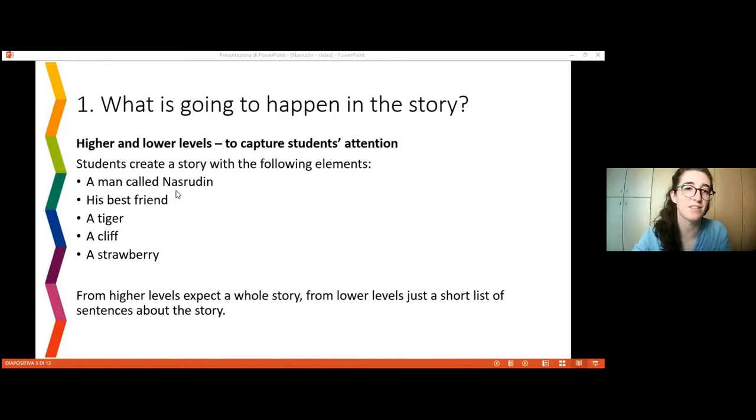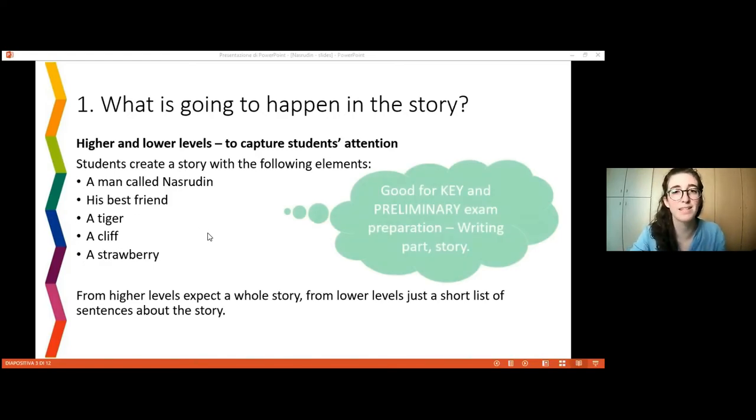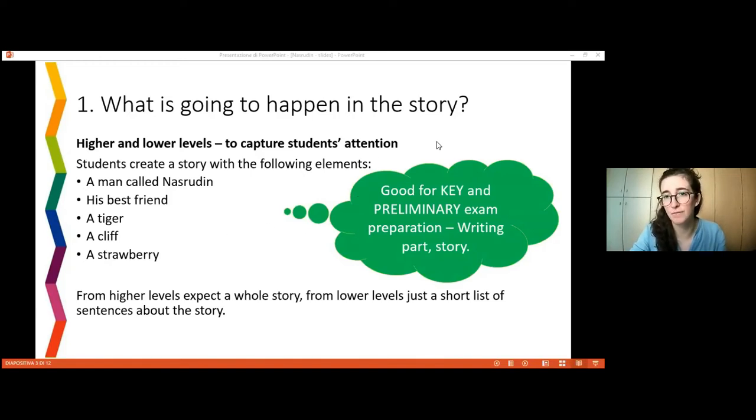And simple sentences such as Nasrudin eats strawberry or tiger eats Nasrudin. Very, very simple ones. And why is this activity helpful? If you are teaching exam classes, this activity is, for example, good for key and preliminary exam preparation, because there's a part in the writing part where they have to write a story. So they can start writing and inventing their stories so that they have more creativity and they know how to do it when they're in the exam.